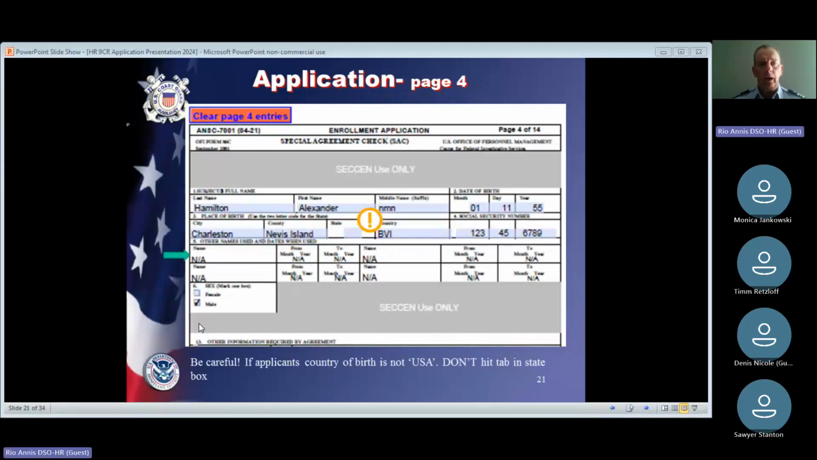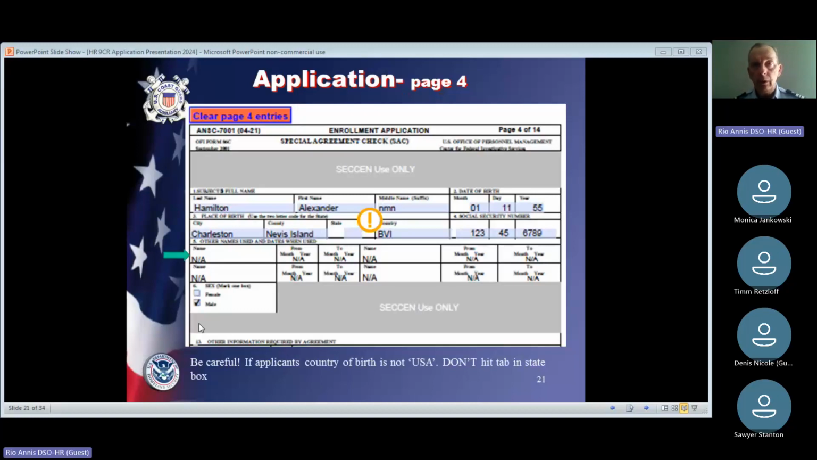Page 4. If you do an online version, this is going to be a good time to hit save. And it will have already pre-filled in the name, date of birth, and social security number. So you'd be left at the box for the birthplace. So this can be typed in for the city, the county, the state, and the country.